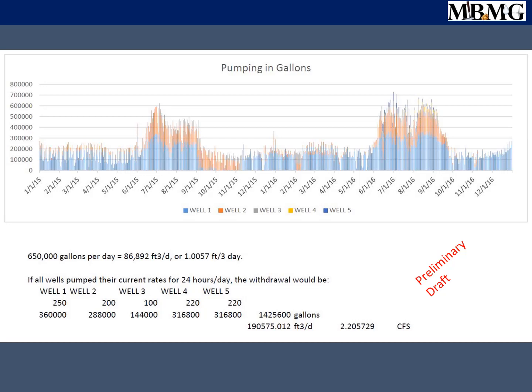So I started thinking of how to enter this into the model. Should I have an early season high pumping and then a later summer medium? As I thought about that, I thought, why not just enter all the data into daily stress periods into the model, because the software is supposed to handle it. And so that's what we did.